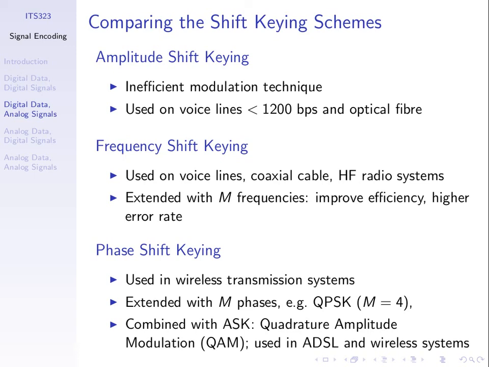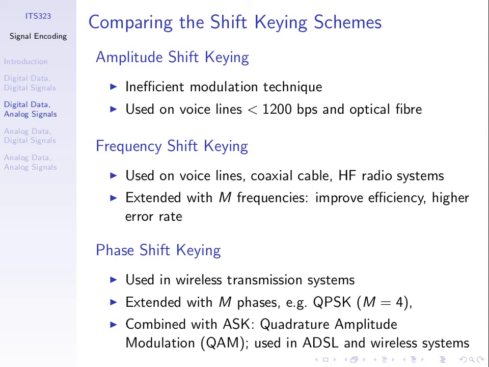Some examples of where they're used. It turns out in practice, amplitude shift keying is the most inefficient of the techniques. It uses the most bandwidth. It's used in very slow systems or when we have a lot of bandwidth, like in optical fibre. It's simpler than the others. Frequency shift keying is used in some wireless systems, radio and in coaxial cable, say cable TV. Phase shift keying is also used in many wireless systems like wireless LAN, mobile phones and so on.